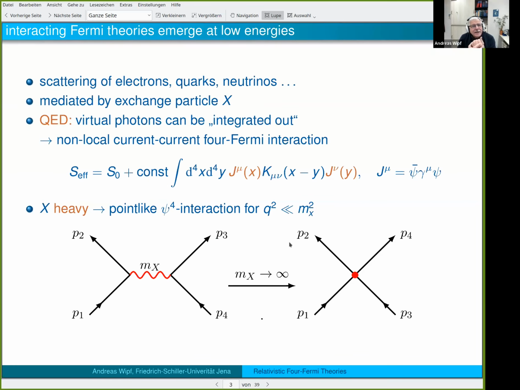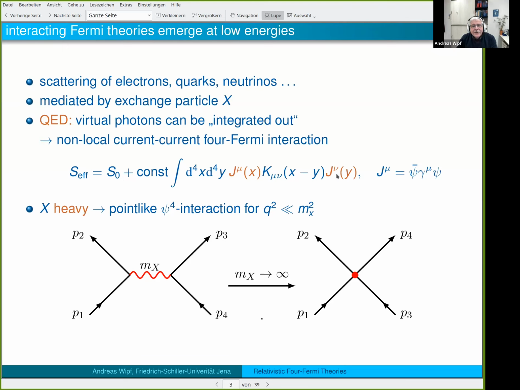Now, if you study scattering of, let's say, electrons or quarks, of course, this is described by gauge theories nowadays, and the exchange is by a gauge boson. For example, in QED, let's look at this diagram here. In QED, you can integrate out all the virtual photons. It has been done in one of the last papers by Richard Feynman. And what you end up with is a sort of an effective interaction between the fermions.